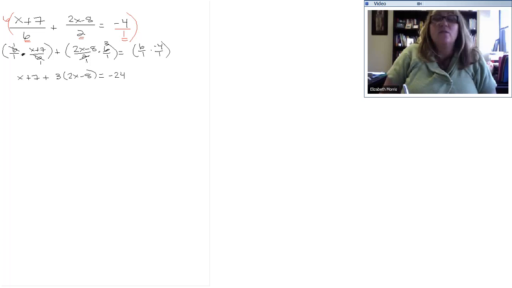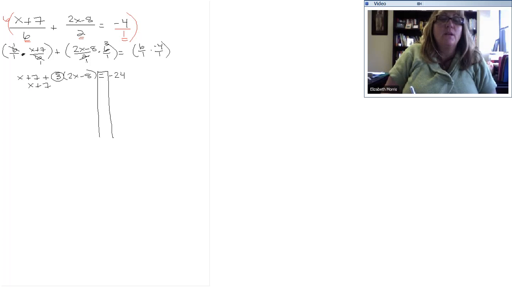Now, this looks like something we can take care of, like what we've done before. We have our equal sign. We need to get rid of parentheses by distributing a positive 3. So we get 6x minus 24.